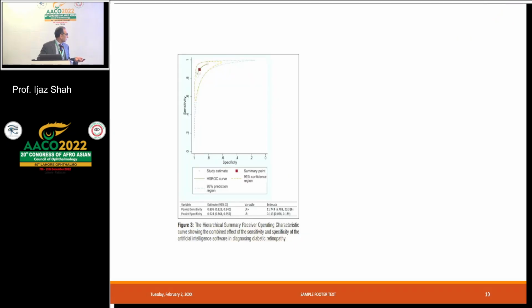So this is a hard, sorry, again, I think it's slightly out of focus because I just completed it this morning. I was up till 2 o'clock with friends who needed to catch up. Anyway, this is the hierarchical summary receiver operating characteristics. The main thing was how to specify diabetic retinopathy, how we can diagnose it firstly. And this is a very good model and showing a good area here.